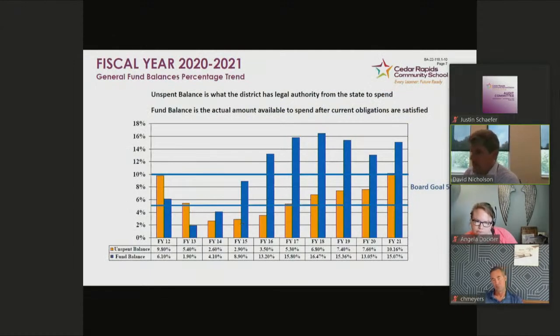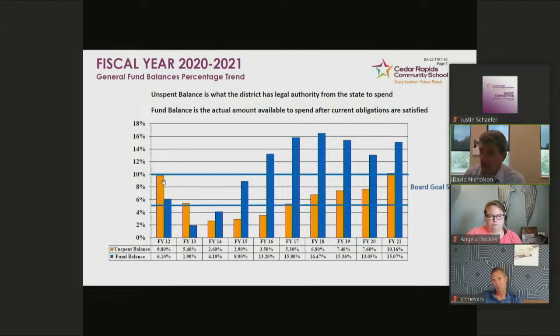Our unspent balance is what the district has legal authority from the state to spend. So at the end of the year, how much money do you have that you have not tapped into that you have legal authority to spend? That's our unspent balance. So our goal is about between 5 and 10%, and we are at that goal. We're at 10.16% at the end of 21, and we're about the same level we were in back in 2012.